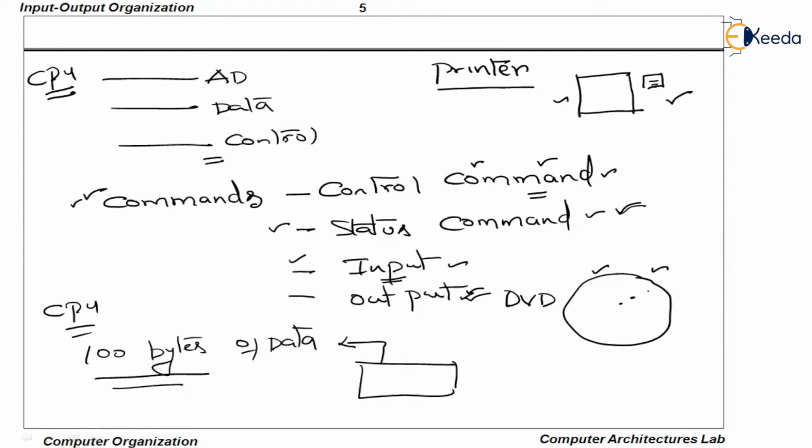When there is an output command, of course, you know that the printer is an output device. At that time, the control line will carry an output command, which means that this device is going to act as an output device. Under the specified address, the data which is available in the data bus will be written. Okay, so that is what input and output commands are.